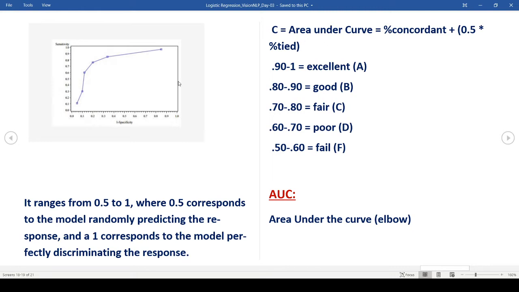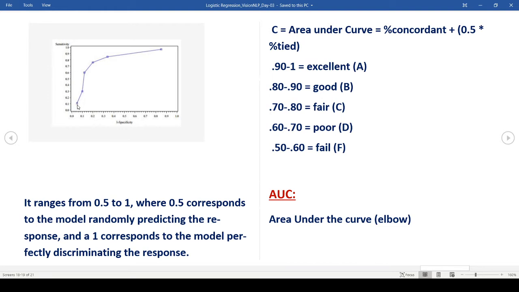So this is the typical formula. Suppose this is the graph, something like this, which is not a perfect elbow curve. But if you can see, 0.90 to 1, which is excellent, is somewhere close to here, which is 1, and 0.80 to 0.90, which is good, is something like this here, which is not 1, but more or less close to 1. And then this, then this, and this is my poor.